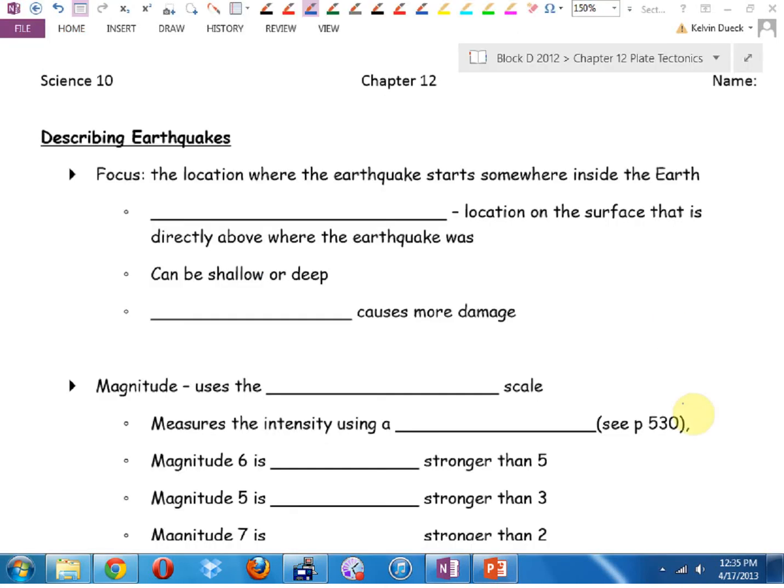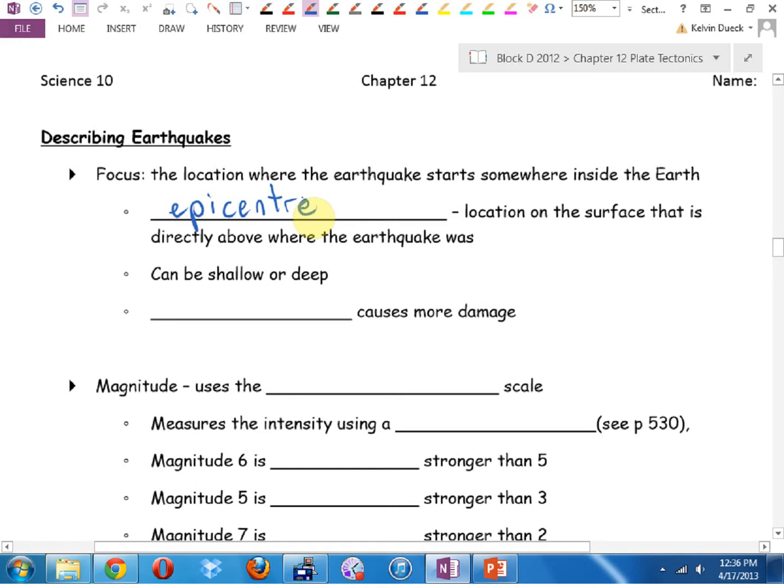It's amazing. So, earthquakes, some terminology. The focus is the location where the earthquake starts somewhere down below in the earth. So an earthquake starts somewhere down there. If you draw a straight line right up to the surface above the focus, we call that the epicenter. So you'll hear them use that word in the news. They'll say, where is the epicenter? That is on the surface right above where the earthquake occurred.